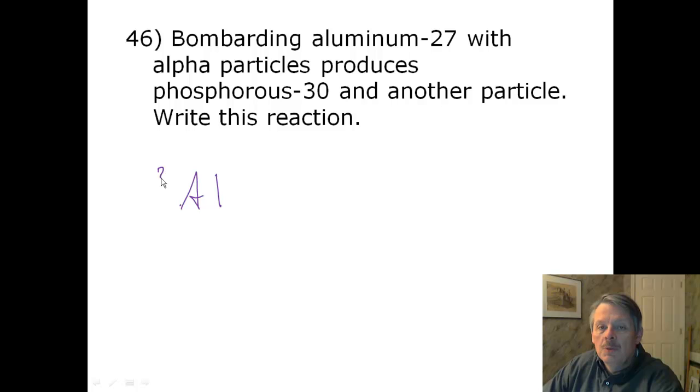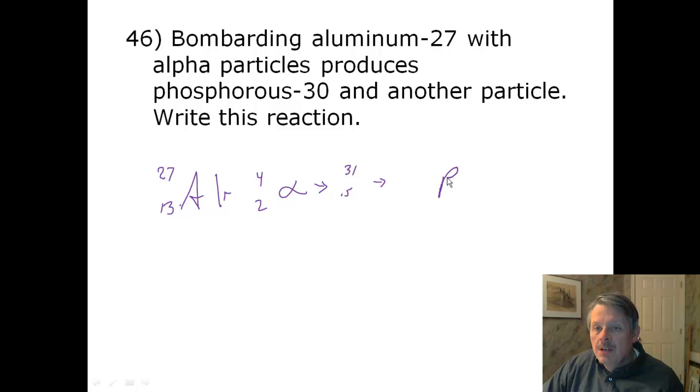I think you've seen this one before as well. This is aluminum, it's number 27, but aluminum on the periodic table is number 13. We hit it with an alpha particle. So that's going to give us a total of 31 and 15, right? Which gives us phosphorus-30. Phosphorus is P, it's number 15, it's got 30. And what do I have to have? Well, the bottom can't change, but I have to have a 1 on top. So that's going to give me a neutron. So I can have 31 on top and 15 on the bottom.